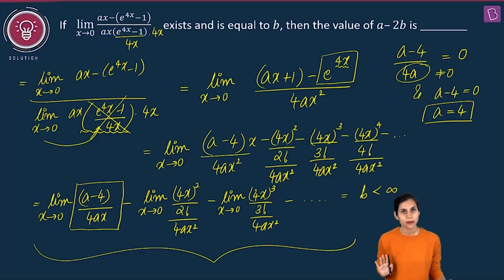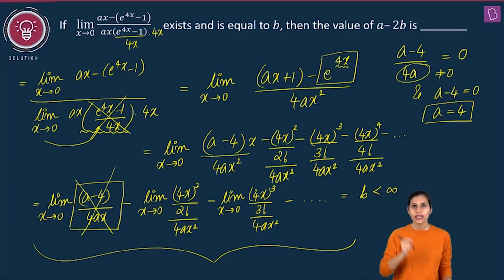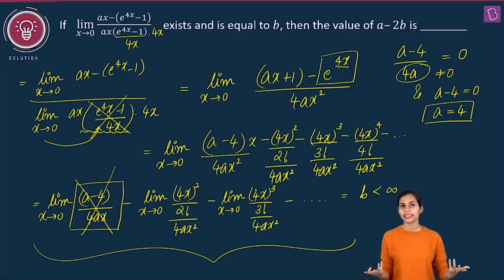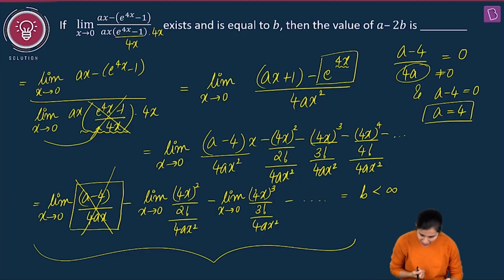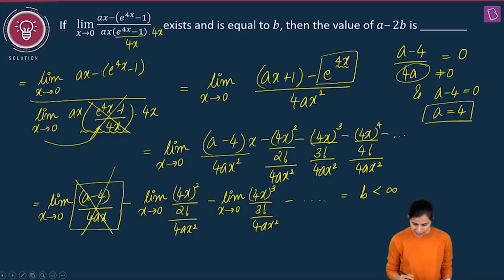One task has been accomplished. If a is 4, then this complete term will not be sitting here. It will no more be sitting here and hence the problem will be eradicated. My limit will not be affected and will be a finite quantity. Alright, so a is 4. If a is 4, what next? What further? What about the remaining terms? Let's check if any other term is creating any problem.